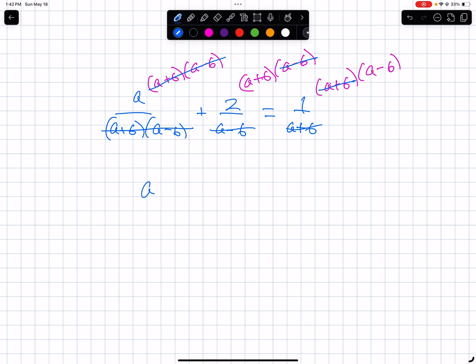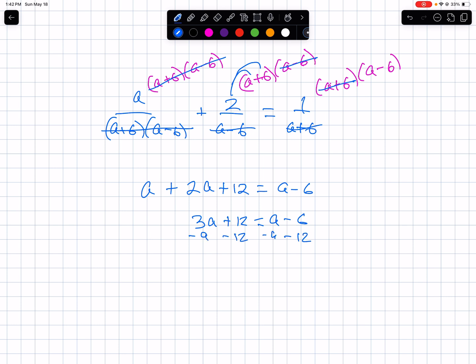So I get a plus, and then I distribute this 2 into the parenthesis. So I get 2a plus 12, and then equals, so all I have to do is multiply 1 times a minus 6, so it just equals a minus 6. And then it's way easier to solve, right? Because you don't have any fractions. So we get 3a plus 12 equals a minus 6. Then I'd subtract a and subtract 12, and I get 2a equals negative 18. Divide by 2, divide by 2. a equals negative 9. Done.